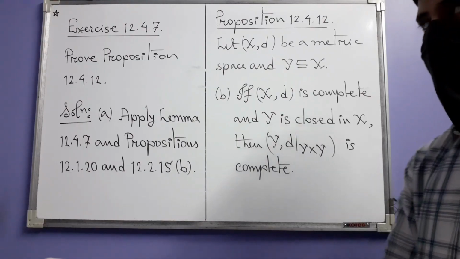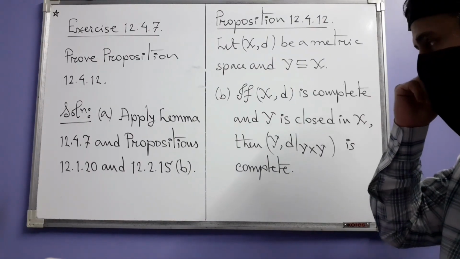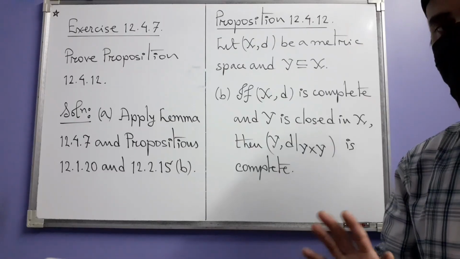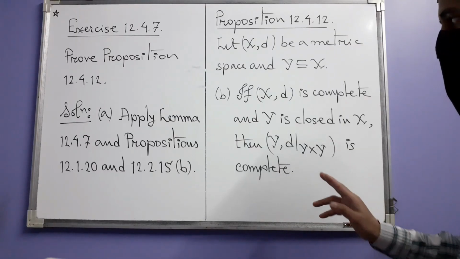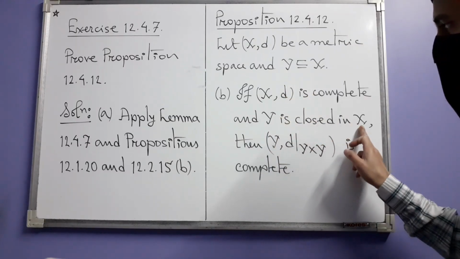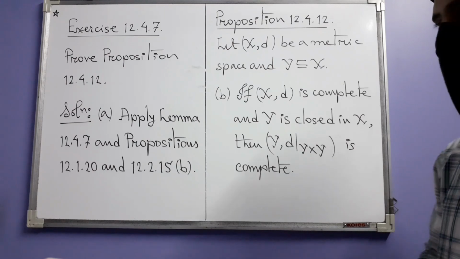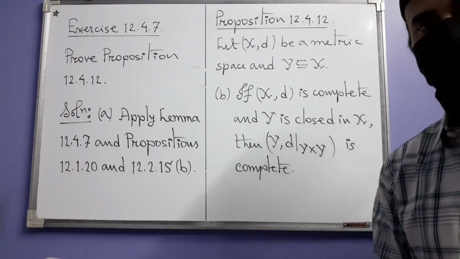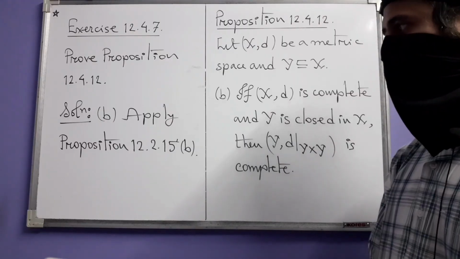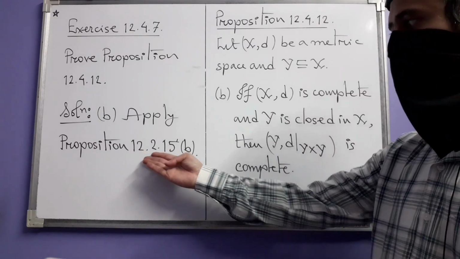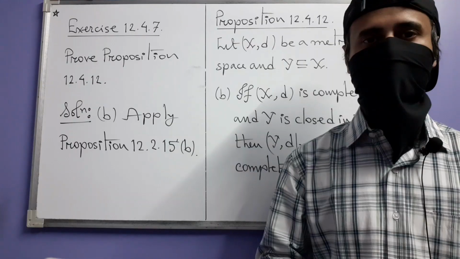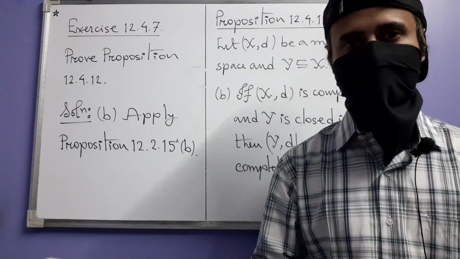And next we have part B of the proposition. Here the metric space, the original one, is itself complete and it's given that the subset Y is closed in it. Then we have to prove that Y as a subspace is also complete. And the solution to part B is just this. Apply Proposition 12.2.15 part B. That's it. And let's end the video here itself.